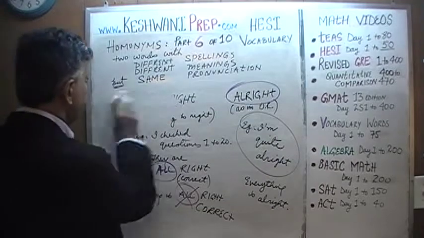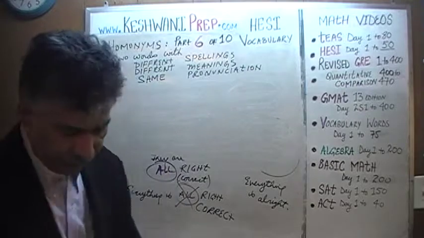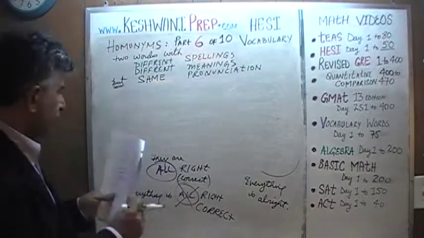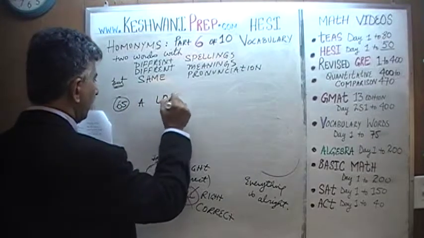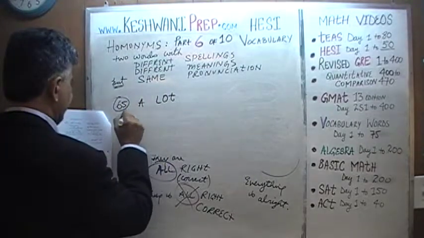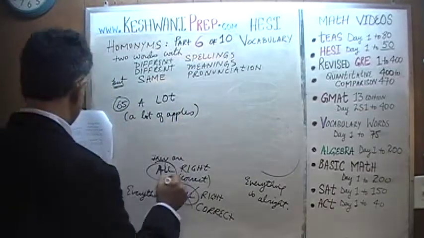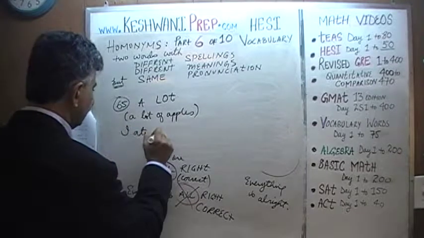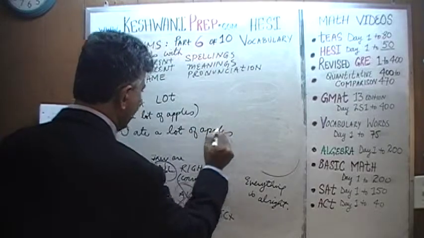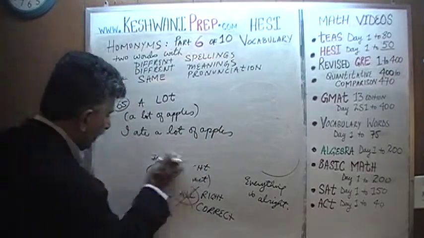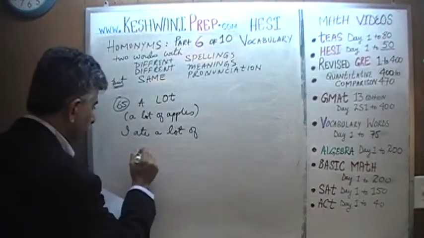Number 65. 65 is a little tricky one. We're going to take our time. A lot, as in a lot of apples. I ate a lot of apples. Which I should not have done, because I don't have the room to eat all the apples.